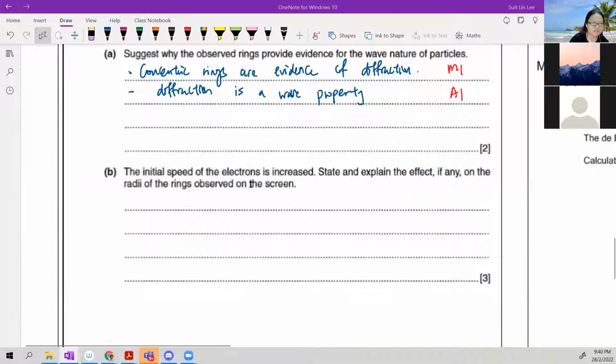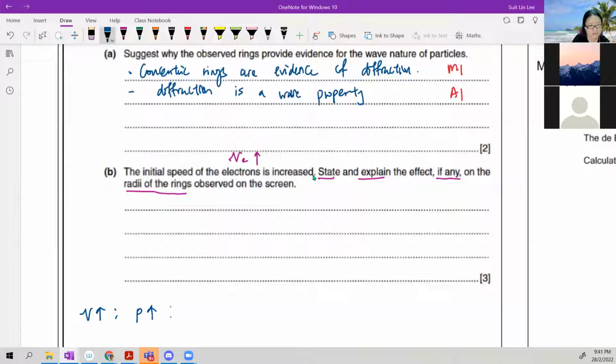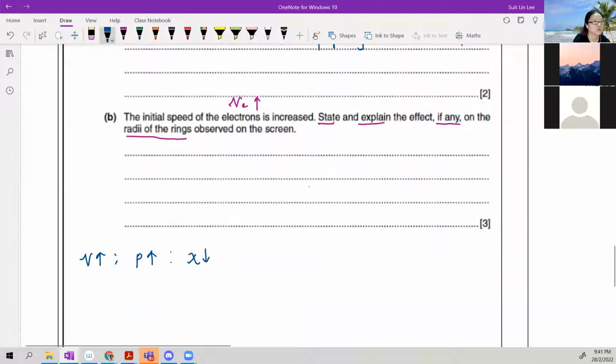All right. B, the initial speed of the electron is increased. So the velocity of the electron increased. State and explain the effect, if any, on the radius of the ring observed. Okay, let's go through the process. If v increases, momentum increases, lambda decreases. So if you need the equation, I write down here for you. p is equal to mv. Lambda is h over p. So when p increases, lambda will drop.